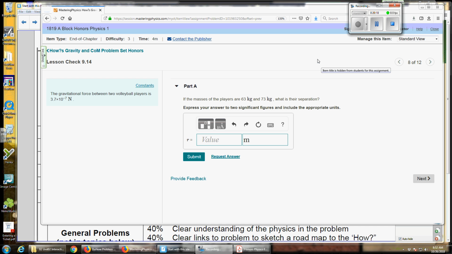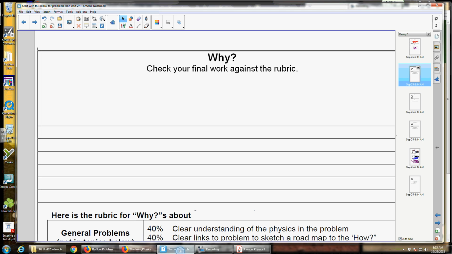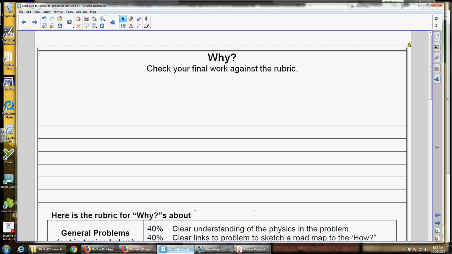Alrighty, so on to number 8. The gravitational force between two volleyball players is this. The masses of the players are these. What is their separation? Okay, so it's a gravity problem. So we're using our general template here.